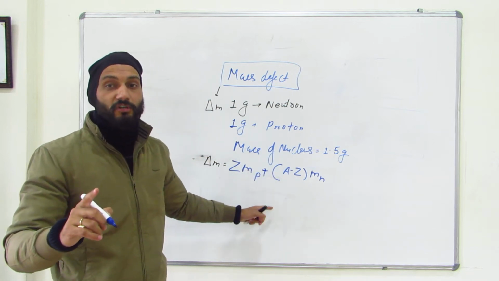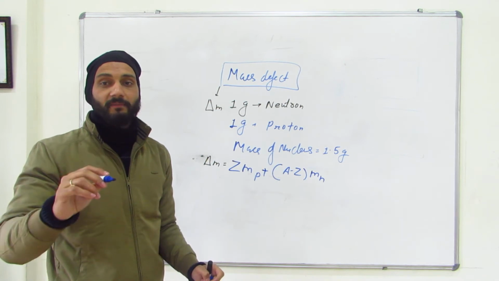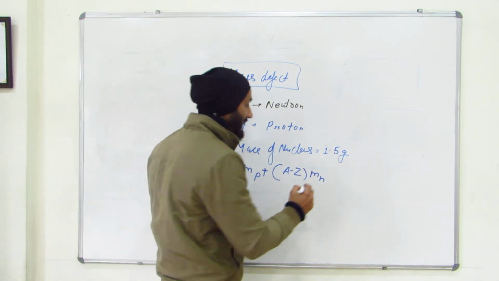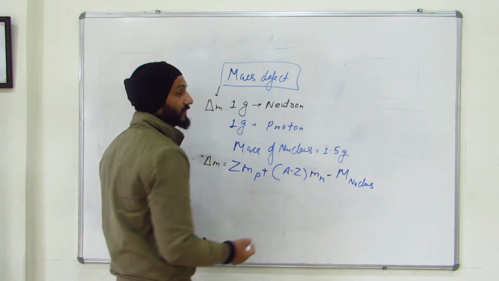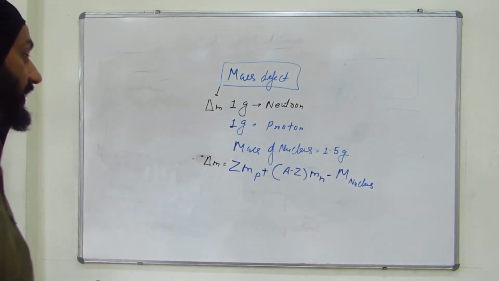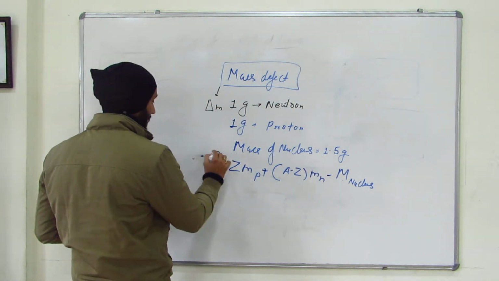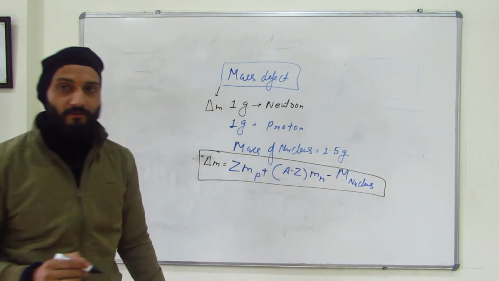Total number of neutrons is A minus Z, therefore the total mass of the neutrons will be (A minus Z) mn. And then minus the mass of the nucleus. This is the mass of the nucleus, which I will write as capital M. Right now I have written it completely so that you could understand. This is the formula for the mass defect.